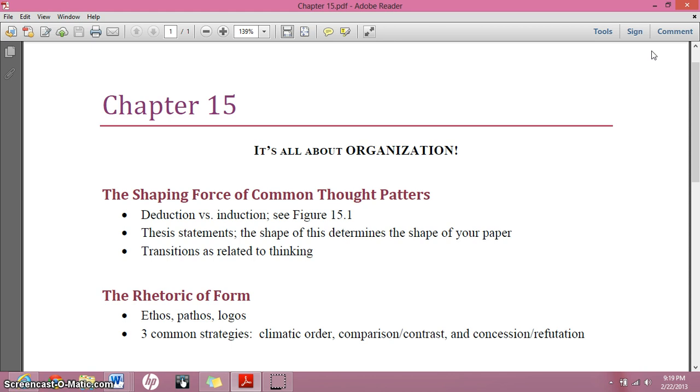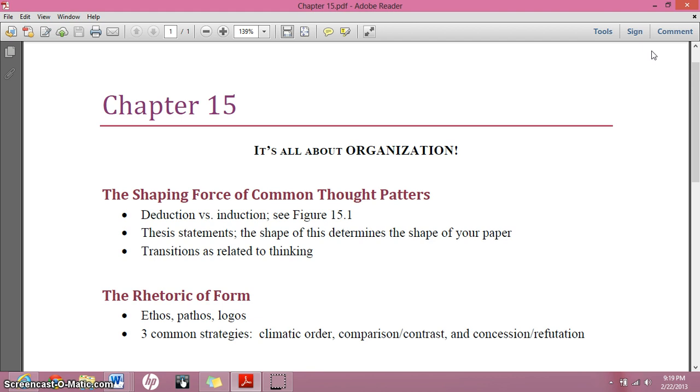So the reason I want to bring this up is because it helps you to understand thesis placement and why theses can be placed in different parts of your paper. And deduction and induction are a perfect example of that. Do you want to start with your thesis first and then build from that through examples? Or do you want to use those examples, then analyze them and find similarities, and then state your thesis?